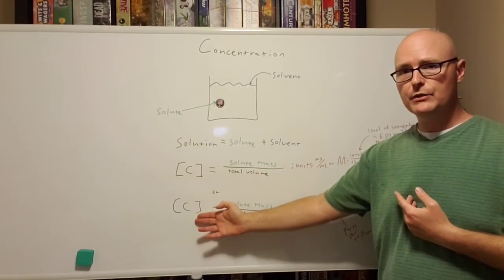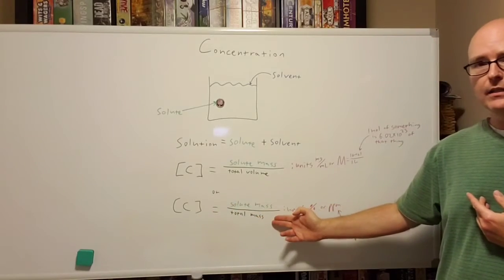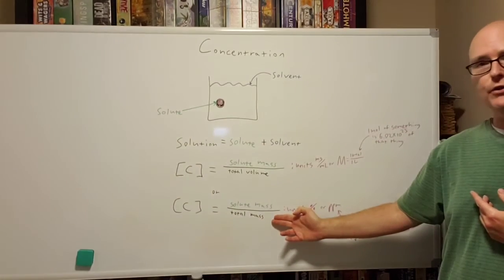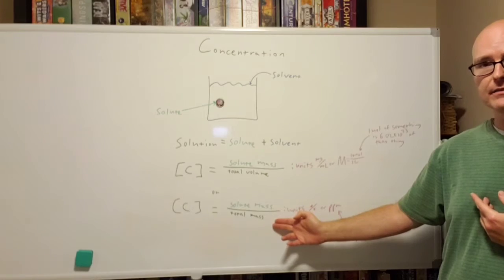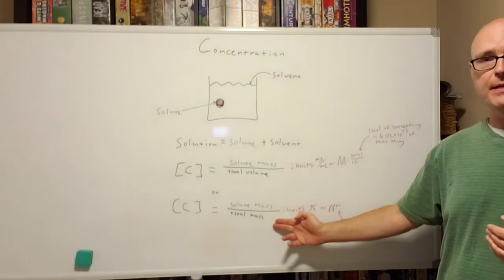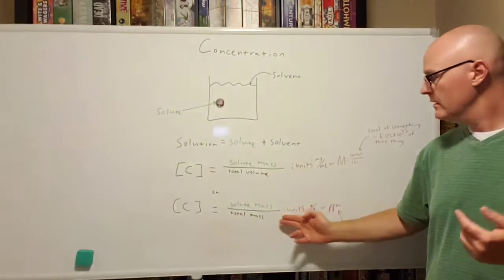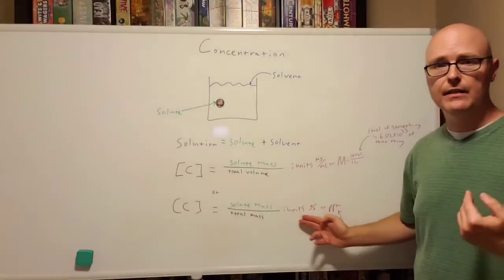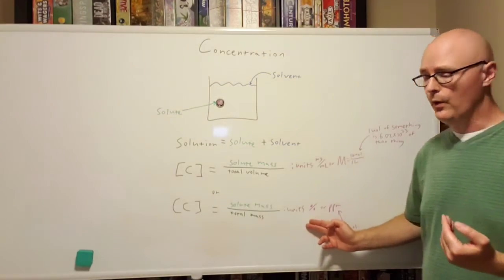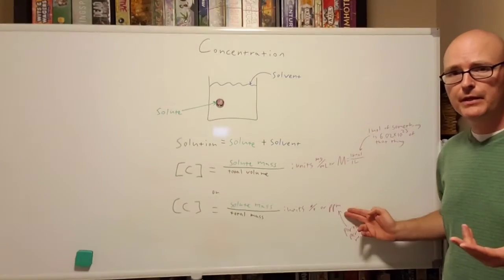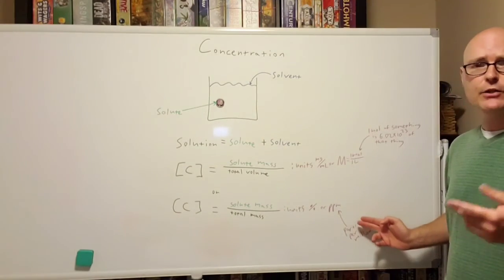As we said, concentration can also be the solute mass divided by the total mass. This is how a lot of EPA standards are described. This can be expressed in units of percentage, or maybe parts per million, ppm. You could also have parts per billion.